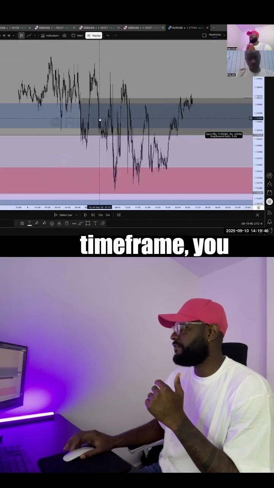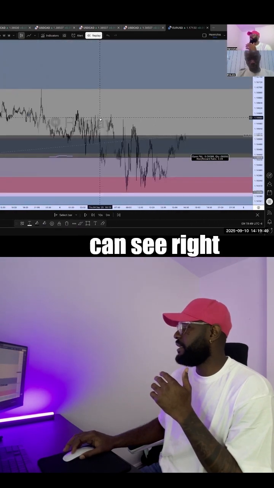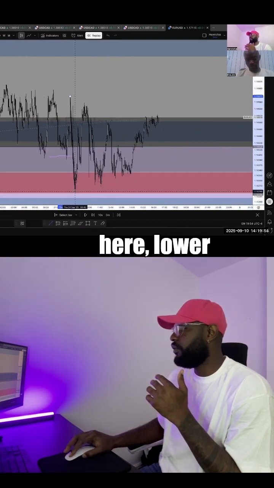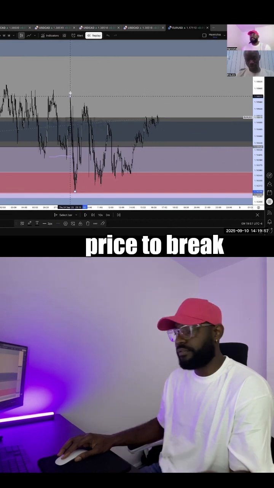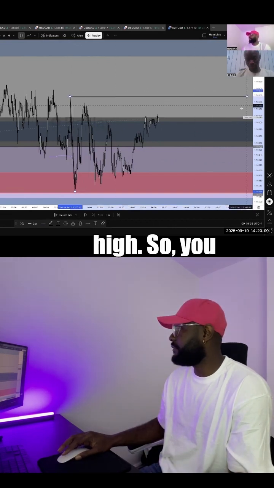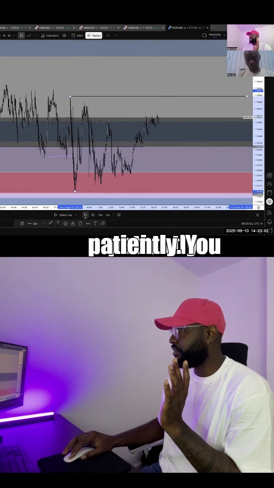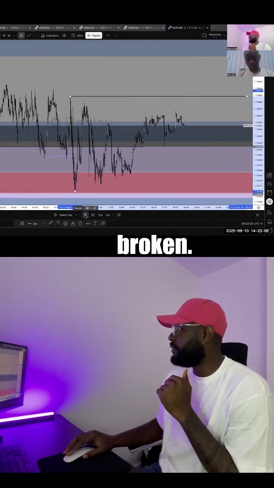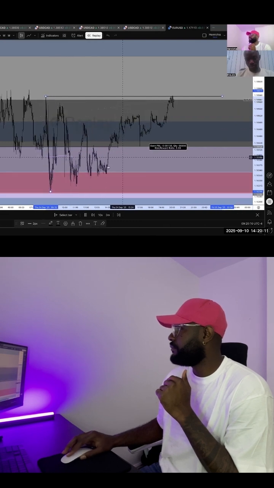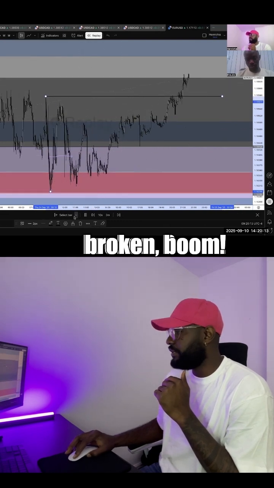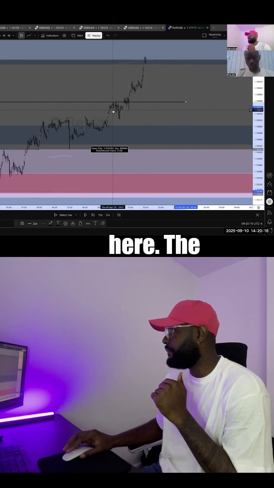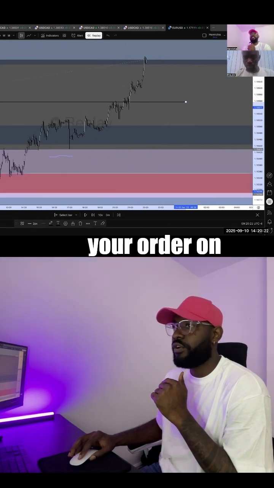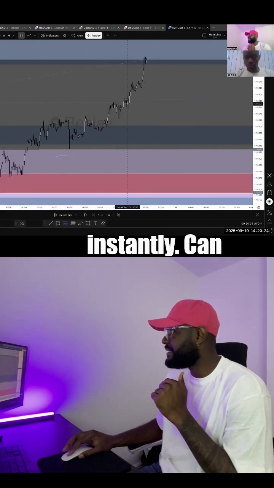When we go to the 3 minutes time frame, you can see right here, we were trending to the downside and then we created this lower high here, lower low. So all you want to see is for price to break and close above this high. So you wait patiently until you see that high get broken. Boom. The moment that high is broken, look right here. The moment it breaks and closes, place your limit order on that high instantly.